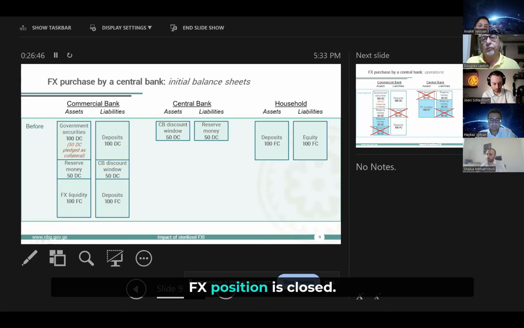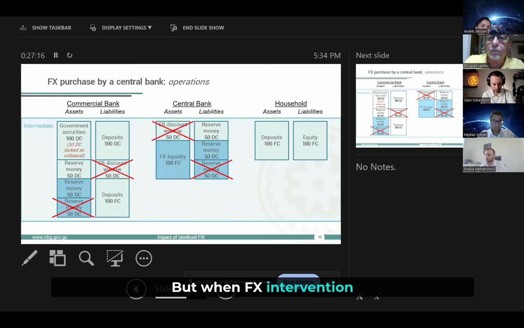In this example, the FX position is closed because against these 100 lari deposits, they have 100 lari government securities. So this deposit as well as these securities are in the same currency. And against the $100 deposits, on the asset side, they have a corresponding $100 FX liquidity. They can also have FX loans, as long as there is something that's in the same currency. It's fine for banks. But when FX intervention happens, this means that banks are giving this FX to the central bank and getting lari assets in return.